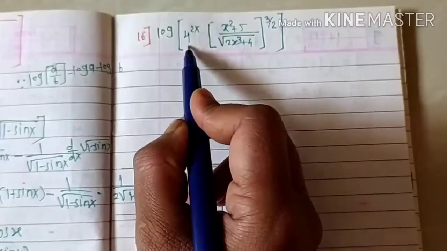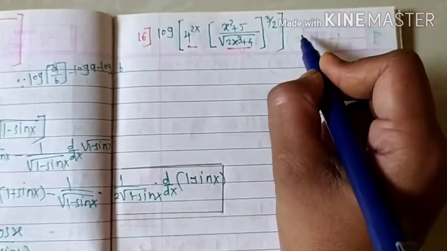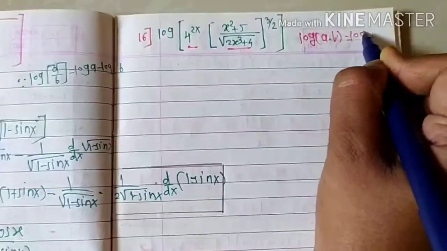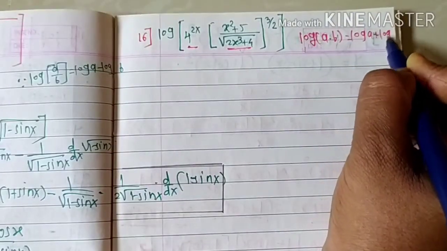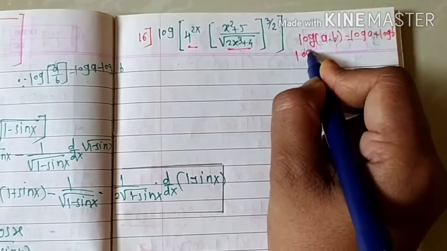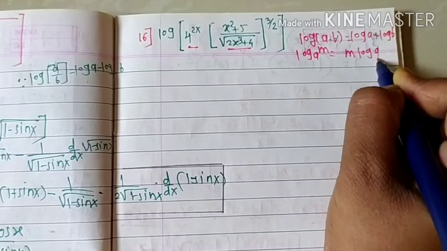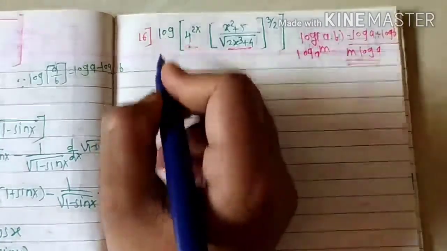Apply the result in the log of a into b form. Then we know that log of a into b is log a plus log b. Then again the second form you also have to apply: log of a raised to m is m into log a. Okay, we apply these two rules of logarithm.